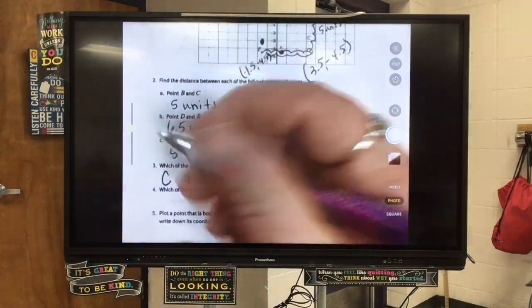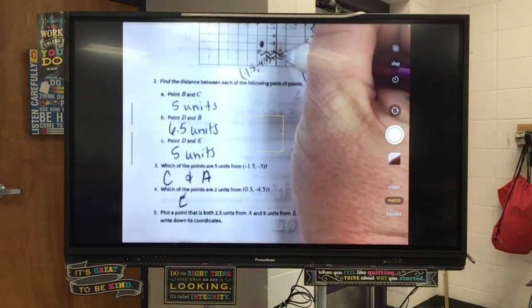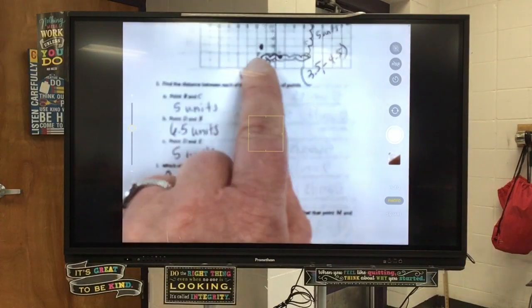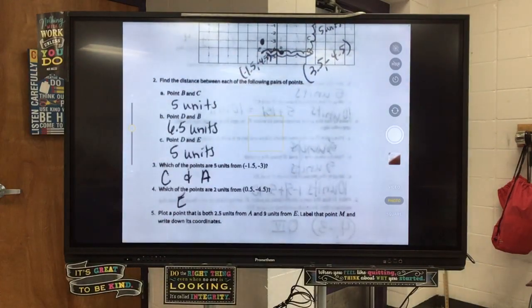Just E. Yes, it's just E, because you're gonna go 1, 2. So you're going from this point right here to that point right there. And from that point to D, it's actually how many?